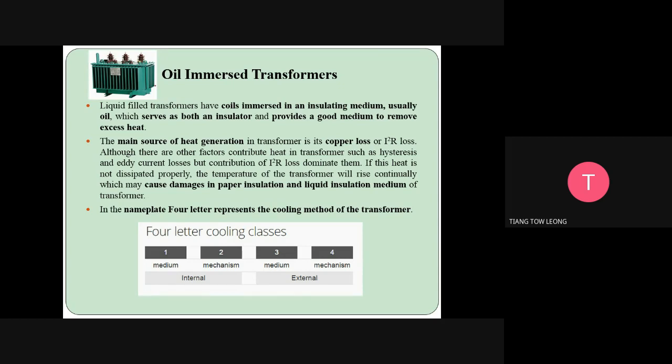Liquid filled transformer, a transformer filled with liquid. The coil is immersed in an insulating medium, and this insulating medium is a liquid. Usually it's oil, or we call it mineral oil. It serves as both an insulator and a good medium to remove the excess heat. So it is also a medium to release the heat.